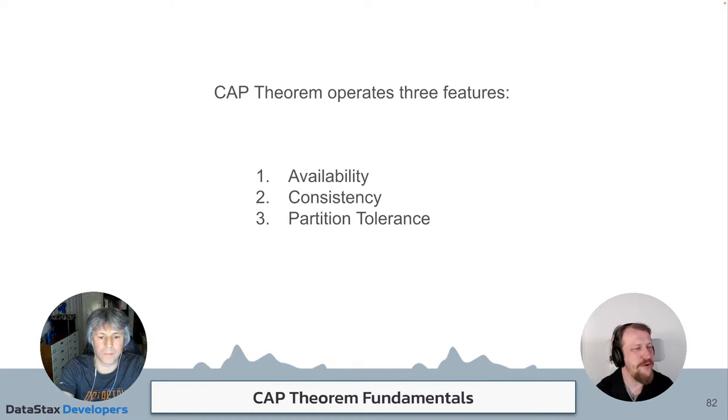If any one of you have ever heard of CAP theorem before, please write something in the chat. Maybe thumbs up or okay or anything. So we will know whether people were aware of that. Meanwhile, I want to explain. So CAP theorem operates three features, and we need to discuss those features. It is availability, consistency, and partition tolerance.